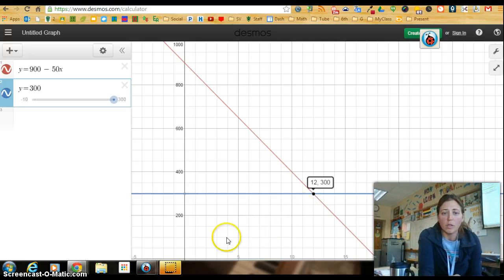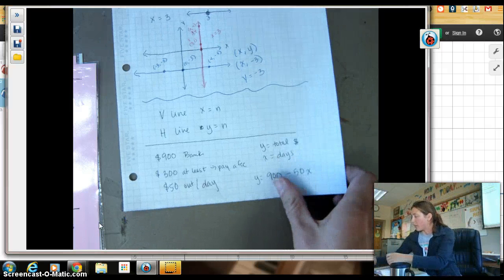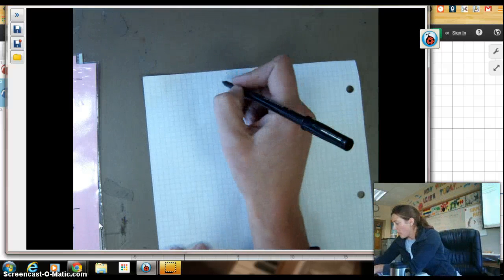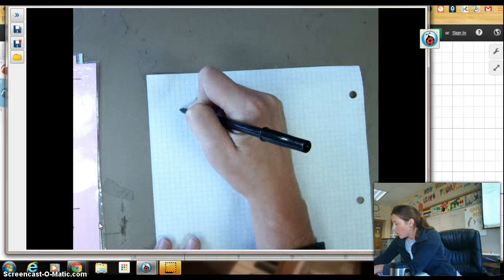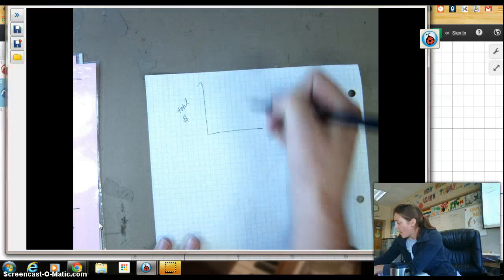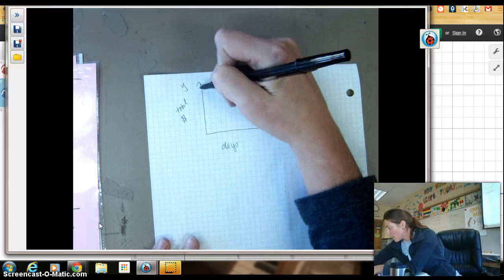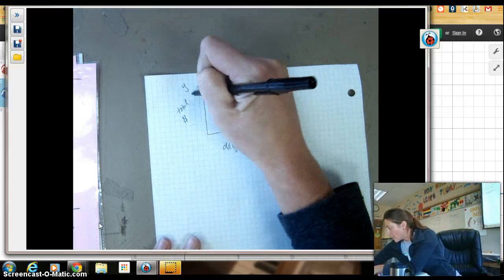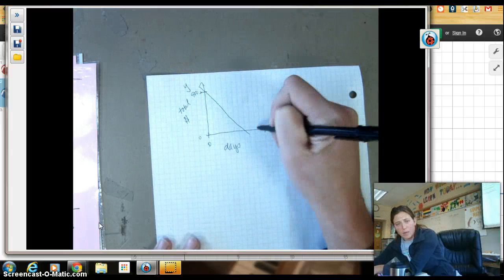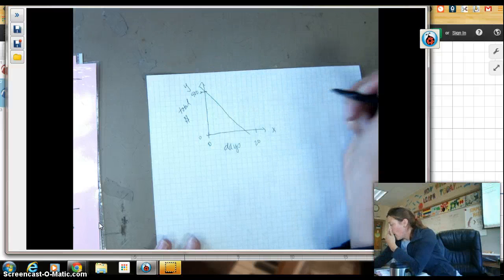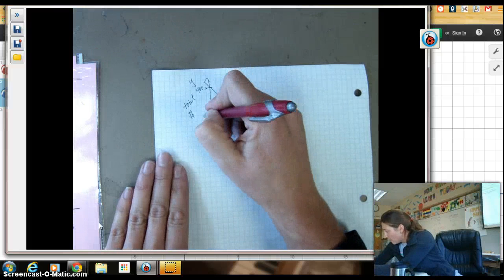In your notes, if you would like to, let me go back really quick to my notes here. I'm going to make a quick little sketch of what we just did. So here's my y and here's my x. My y is my total money, and my x is my days. Then I'm going to make a sketch. This was at $900, this was at 0, this was day 0, and I think I went up to day 20. Okay, so I'm going to put in a 300 line with my color.